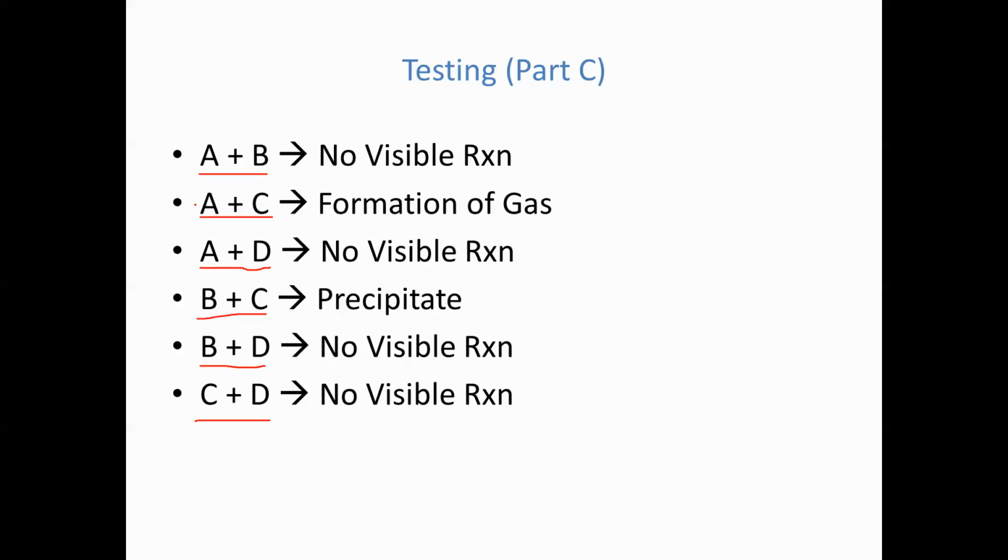So our first one gives no reaction, so a lot of the combinations might not do anything. But this one right here is unique because it gives us formation of a gas. That's going to be important for identifying these things. A and D, no reaction. B and C, we have a precipitate. B and D, no reaction. C and D, no reaction. So what does this mean? Well, we can figure out which one's which based upon the stuff we did in parts A and B.